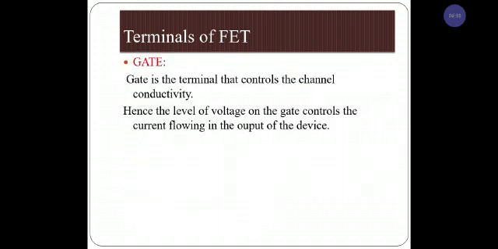Gate is a terminal that controls the channel conductivity. So, the gate is an input terminal. It is responsible for the conduction process. Hence, the level of voltage on the gate controls the current flowing through the device.